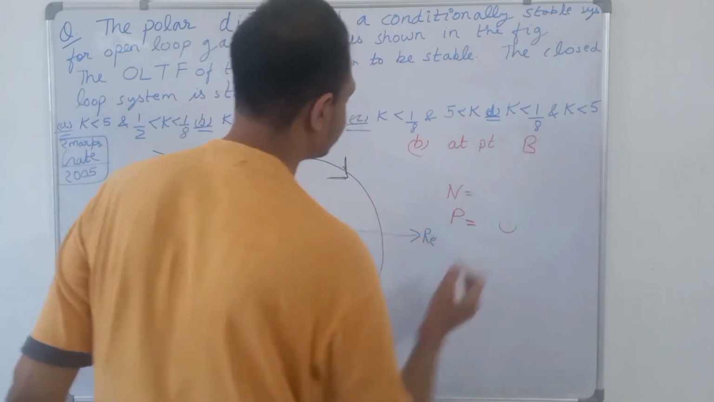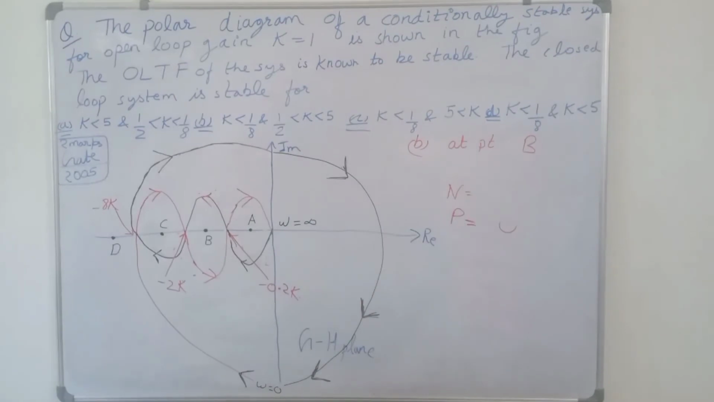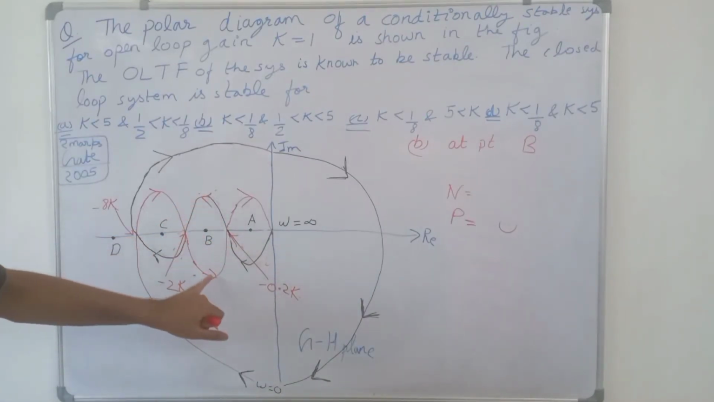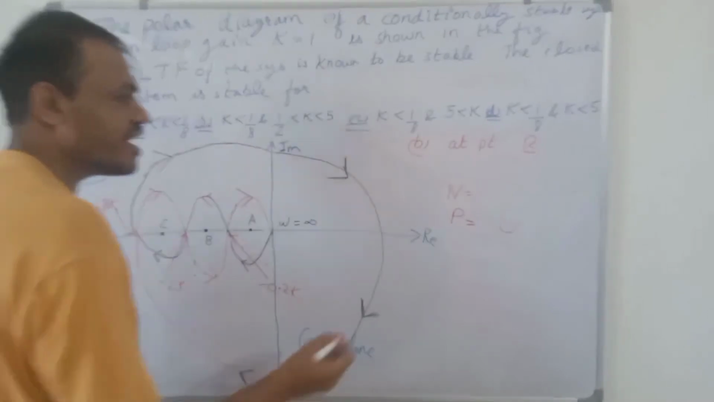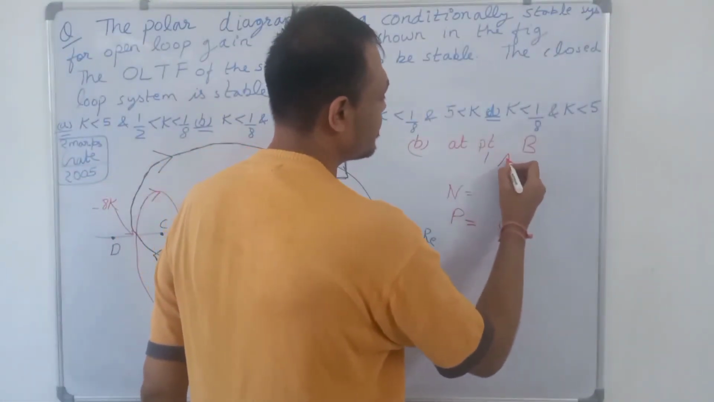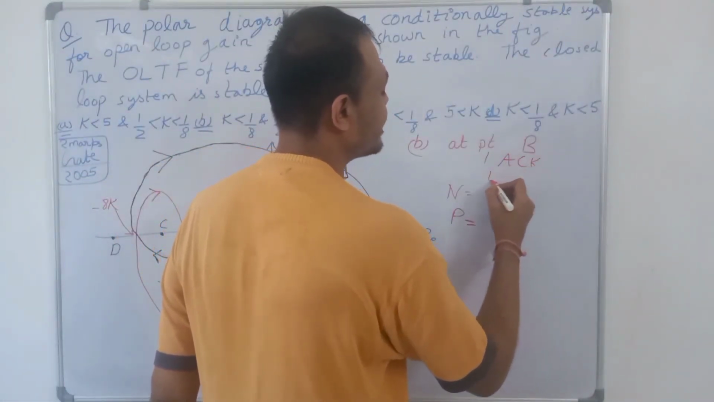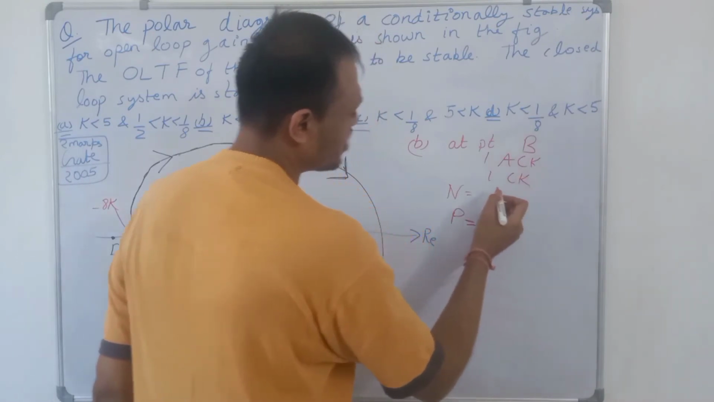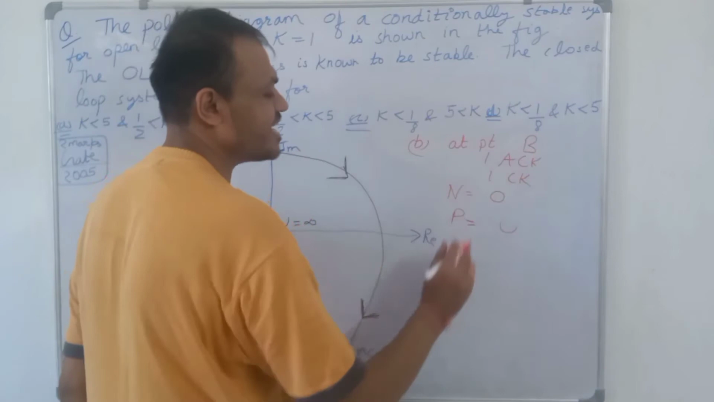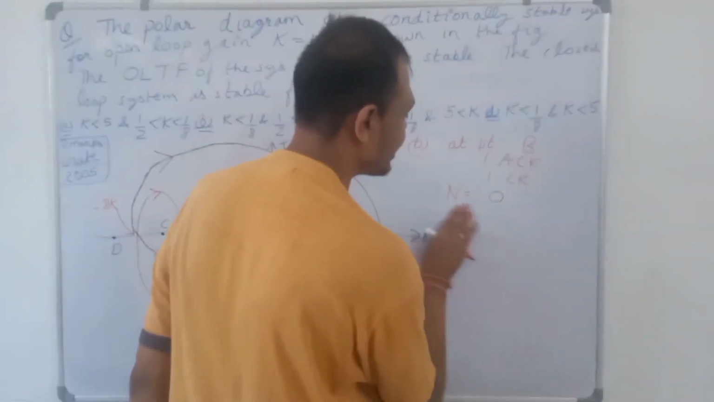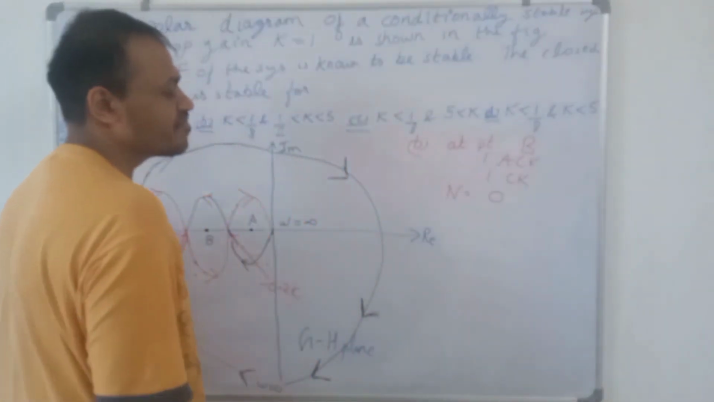At point B, this encirclement is in anti-clockwise direction. So one anti-clockwise, and this big circle is in clockwise direction. So one anti-clockwise and one clockwise. So if you take overall, then it will become 0, because one anti-clockwise and one clockwise will cancel each other. So n is equal to 0.